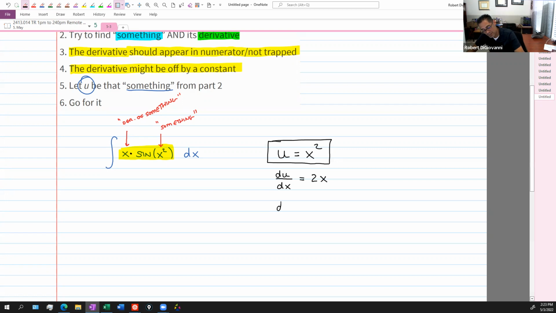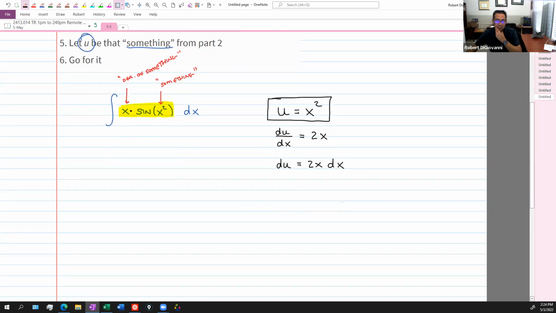Now I want you to do this. I want you to multiply both sides by dx. Y'all still there? I saw something, I replaced it with u, I took the derivative of u with respect to x, and then I multiplied both sides by dx. Now watch what I do now. This is where the magic happens. I'm going to rewrite this integral, and I'm going to rearrange things. Because that x in front was not trapped, I'm going to slide it to the back next to the dx.